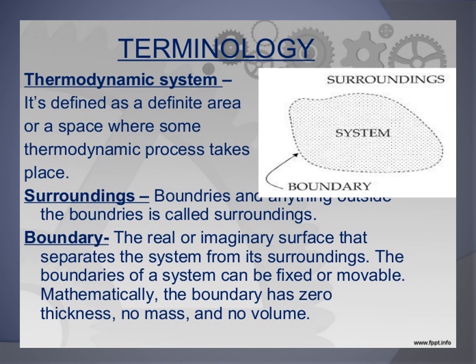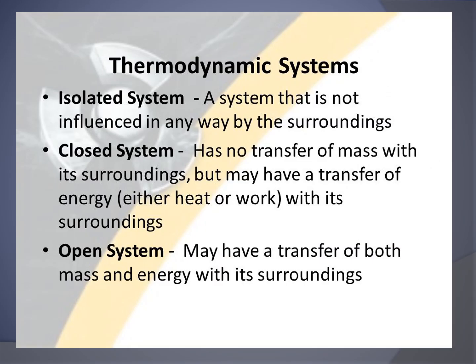Okay, you understood what is system, what is surrounding, what is boundary. Have you understood? Next, what are thermodynamic systems? There are three types of thermodynamic system, depending on the nature of the boundary: isolated system, closed system, and open system. What is a boundary?